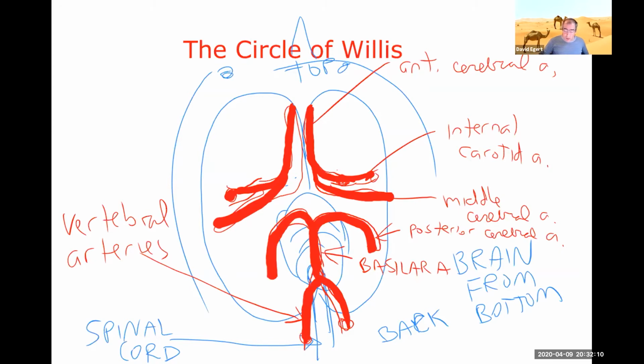And the circle of Willis is a couple of sets of vessels that actually create a circle, a backup. So if anything gets blocked, there's a second way for the blood to get where it needs to go. So one is going to cut across these two right here. This is going to be called my anterior communicating artery.